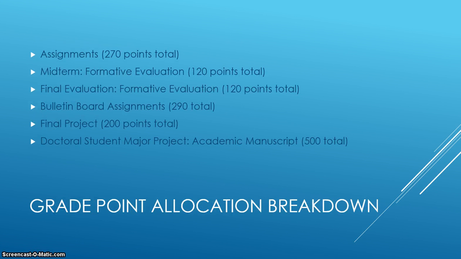And of course, a grade point allocation. For our master's students, it is 1,000 points total, broken down into assignments, midterm, final evaluation, bulletin board assignments, and final projects. And then for our doctoral students, it's 1,500, with the extra 500 focusing upon academic manuscript expectations.